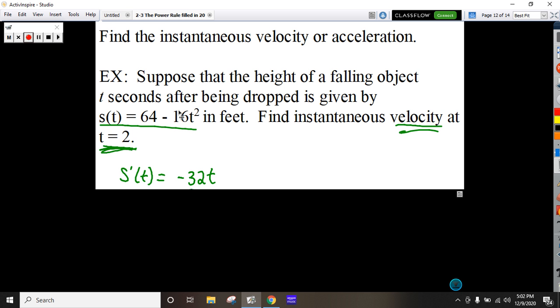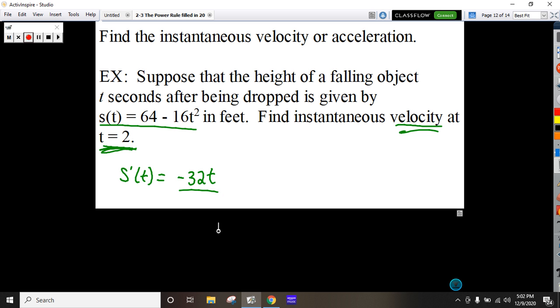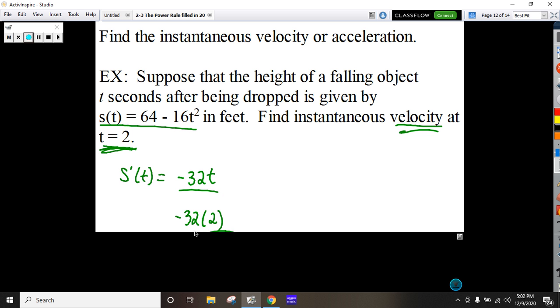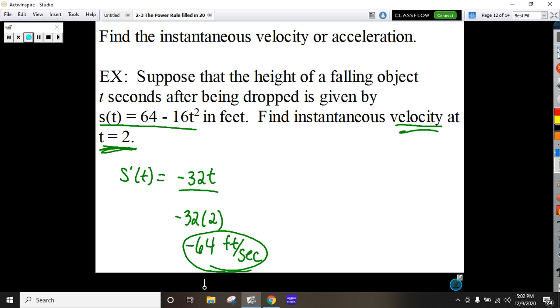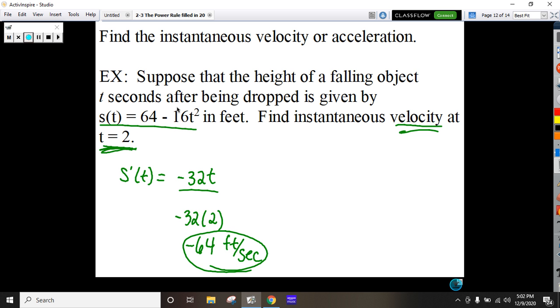Okay. So now we're going to specifically find the velocity after 2 seconds. So what do we do with that 2? We plug it in for t. So you take negative 32 times 2. Well, that's going to be negative 64. And since we're talking about velocity, it's feet per second. So that really does quicken up that process of velocity.